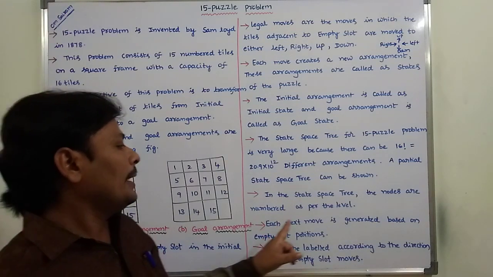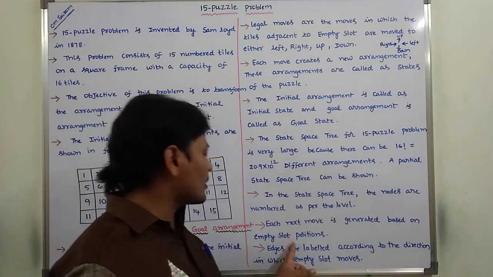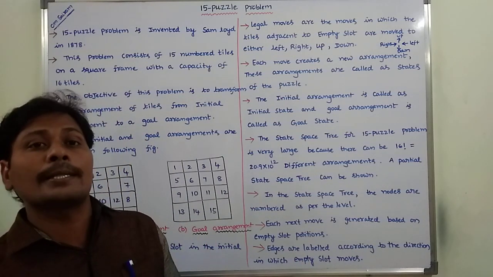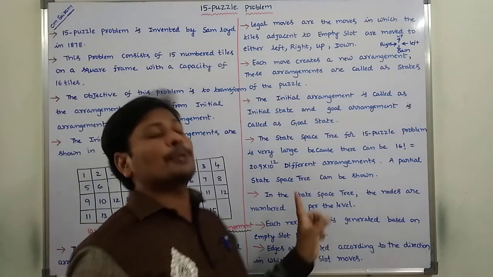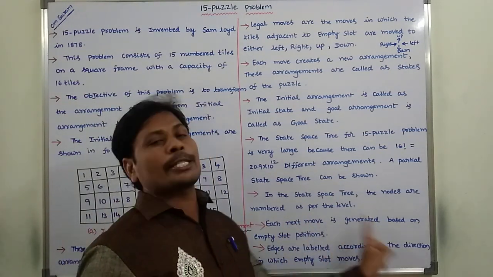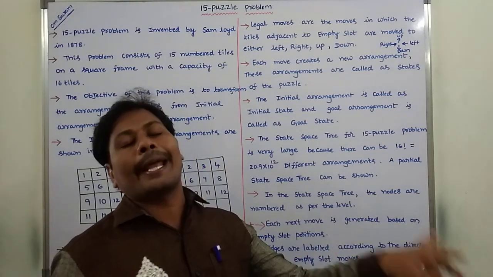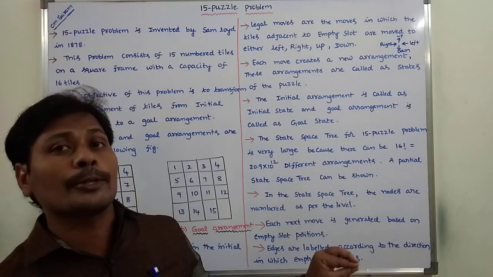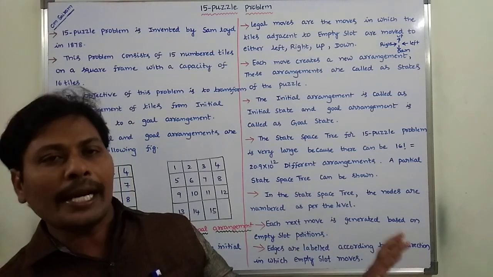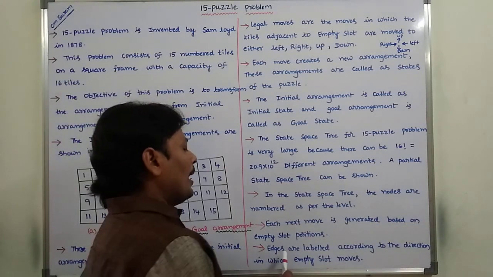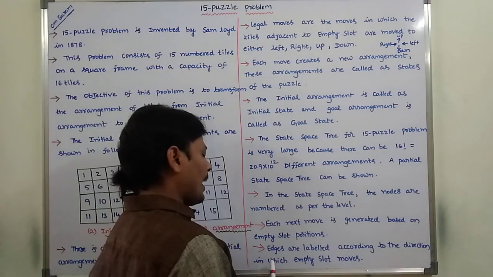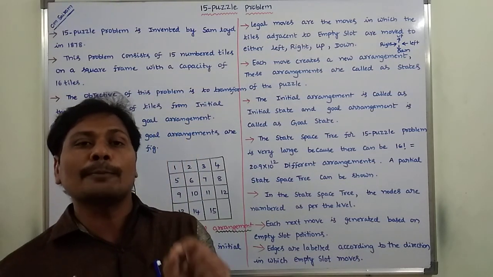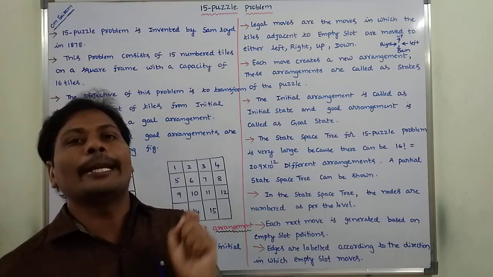Next one. Each next move is generated based on the empty slot positions. Based on the next move generated, a new arrangement is possible. That new arrangement is also denoted as one node. Next one. Edges are labeled according to the direction in which the empty slot moves. So based on the empty slot movement, edges are denoted.